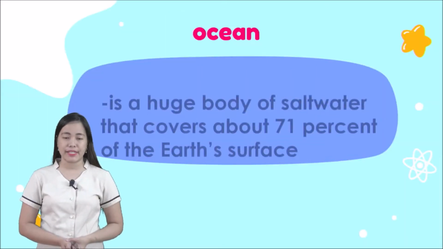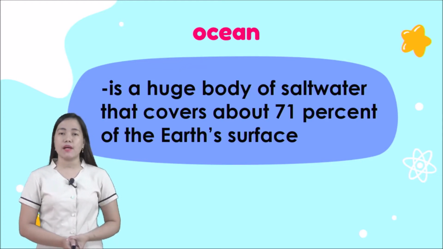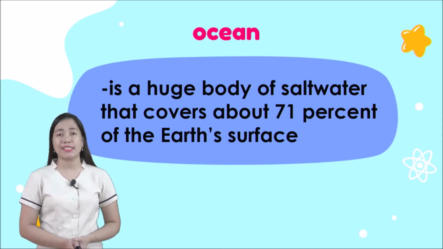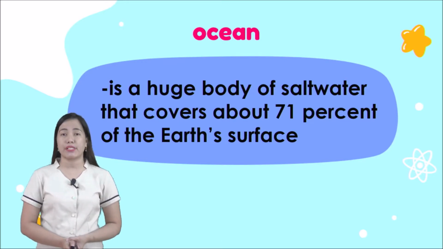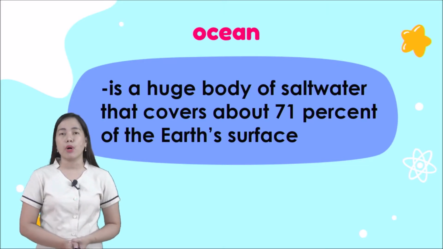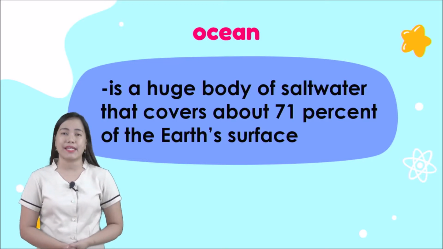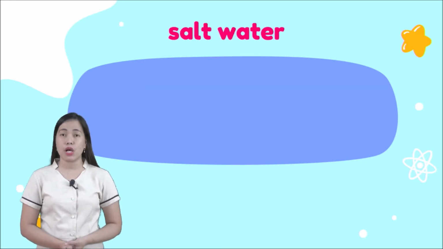The first word is ocean. When we say ocean, it's a huge body of salt water that covers about 71% of the Earth's surface. That's why ocean is the biggest body of water among our water forms, because it covers 71% of the Earth's surface.